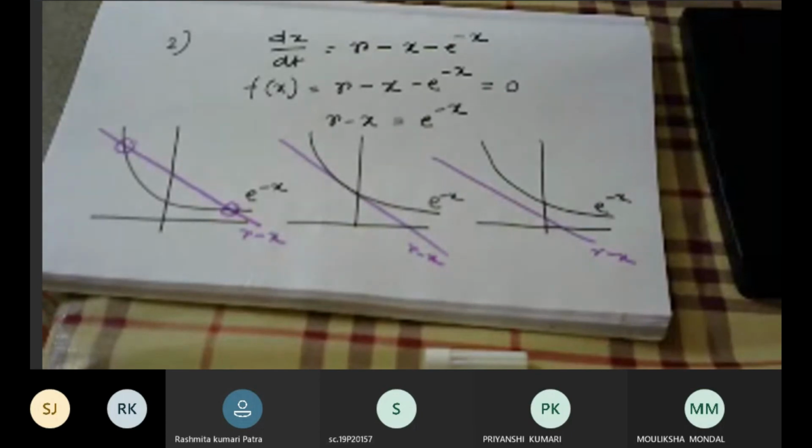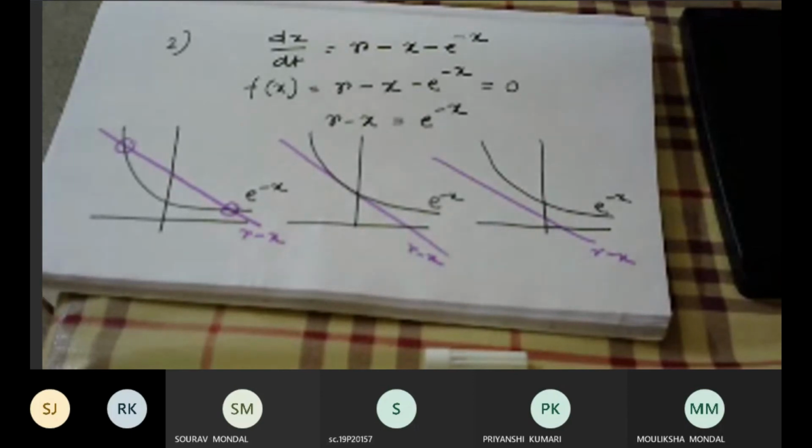R is a parameter. R is a free parameter, just like the previous case. So basically, r minus x becomes a straight line. So it must pass through the origin. How can you take the first and the second graph? The third one is correct as far as I look at r minus x, but looking at the first two graphs, e to the power minus x is getting cut at two points, and in the second graph r minus x is just touching e to the power minus x.